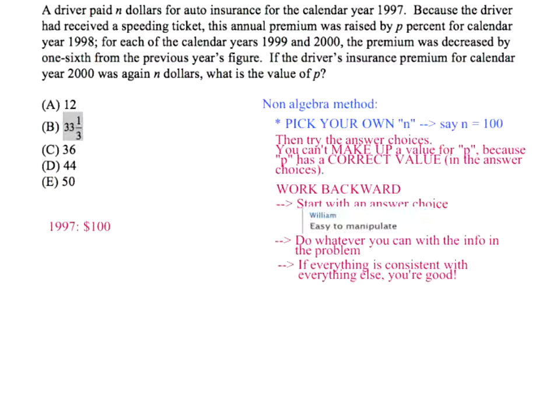So let's just start with 50%, because 50% at least is a very easy number. So let's try that. So yeah, fine, but we're not doing algebra right now. Okay. So let's just try E, 50%. Then that means the 1998 premium was $150.